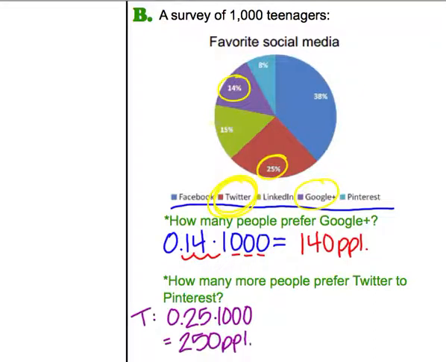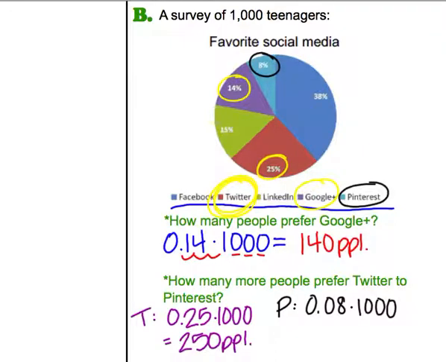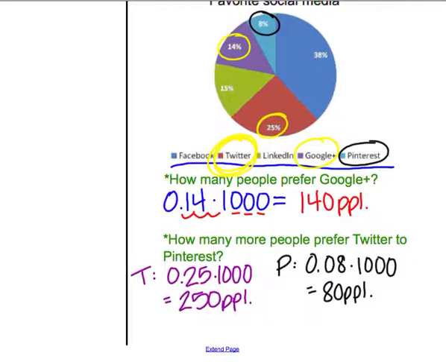Now I'm going to look at Pinterest. I'm going to put a P for Pinterest, and I see that Pinterest is light blue, which is right here, which is 8%, or 0.08, times my 1,000, move it 3 places to the right, and I get 80 people. And so I am going to take my 250 minus my 80 people, and I get 170 more people.